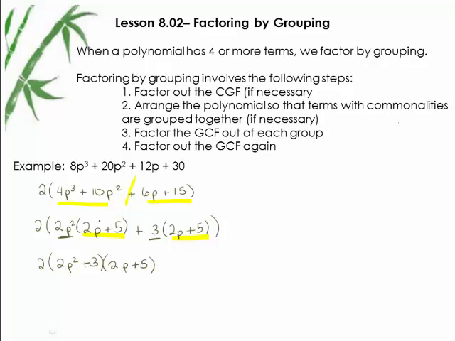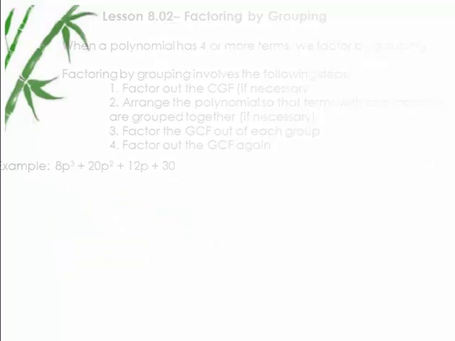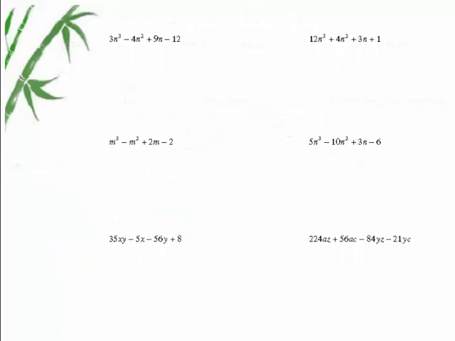We factored out the GCF again, the GCF being 2p plus 5. So here are some examples. 3n to the third minus 4n squared plus 9n minus 12.